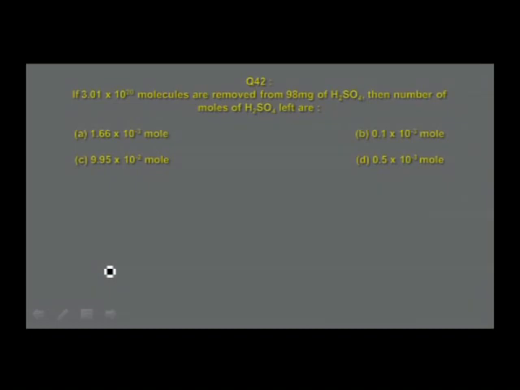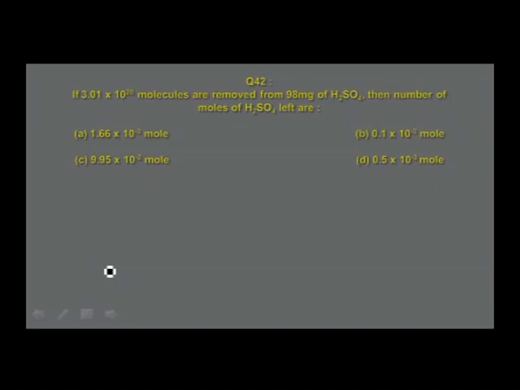Go to the next slide. If 3.01 into 10 power 20 molecules are removed from 98 milligrams of sulfuric acid, then number of moles of sulfuric acid left are 1.66 into 10 power minus 3 moles, 0.1 into 10 power minus 3 moles, 9.95 into 10 power minus 2 moles, 0.5 into 10 power minus 3 mole. The question is, number of molecules are removed from 98 milligrams of sulfuric acid. You convert that molecules into mass.